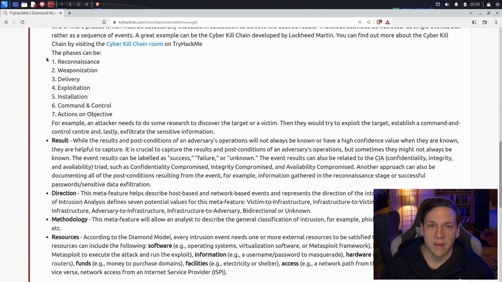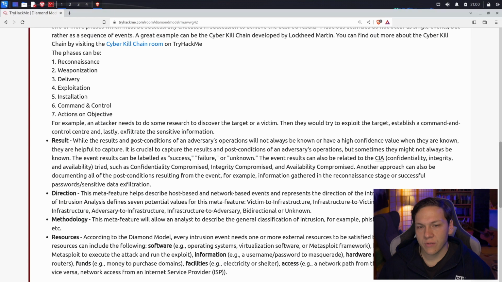The phases can be 1. Reconnaissance, 2. Weaponization, 3. Delivery, 4. Exploitation, 5. Installation, 6. Command and control, 7. Actions on objective. For example, an attacker needs to do some research to discover the target or a victim. Then they would try to exploit the target, establish a command and control center, and lastly exfiltrate the sensitive information.